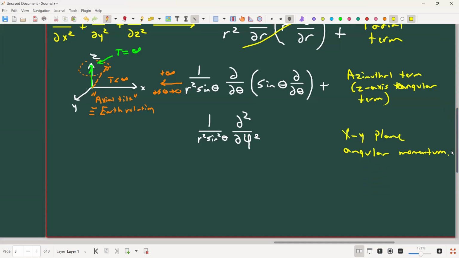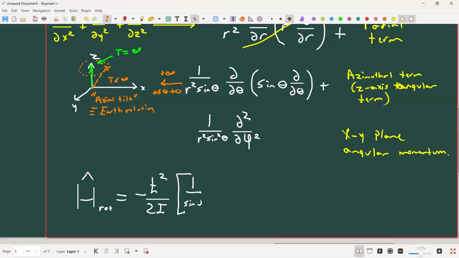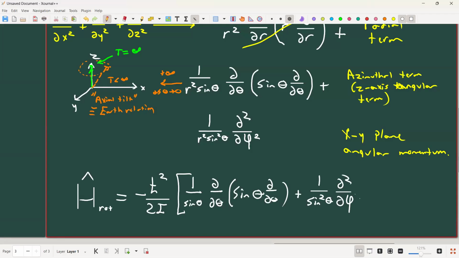So altogether, we can say that the Hamiltonian for rotation is equal to minus h bar squared over 2I times 1 over sine theta d by d theta of sine theta d by d theta, plus 1 over sine squared theta d squared by d phi squared.